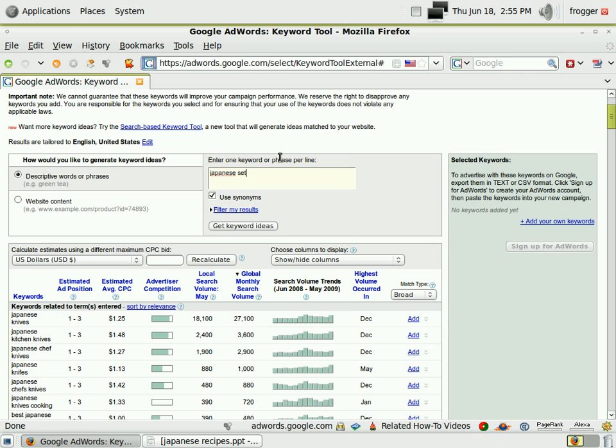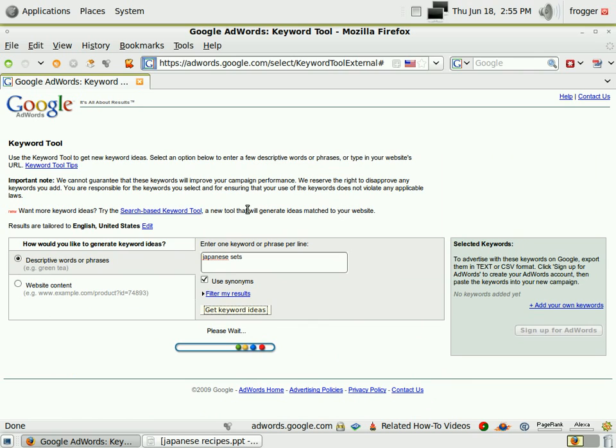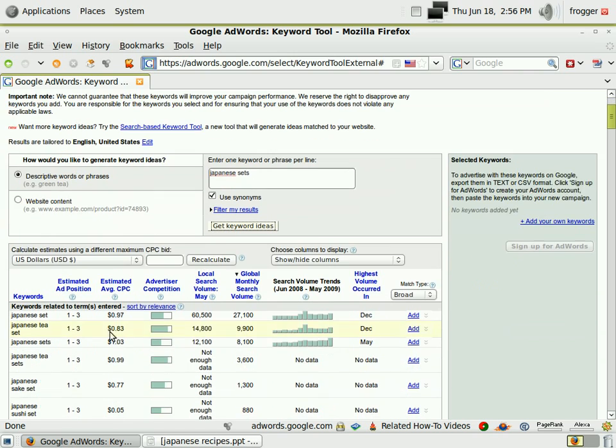And then we've got Japanese sets, and that should be a little bit less expensive than knives, maybe around 97 cents. Japanese set gets a ton of traffic, 60,500 visitors in May. That is a lot, and that's a pretty decent price right there. We can get some buyers definitely in here.